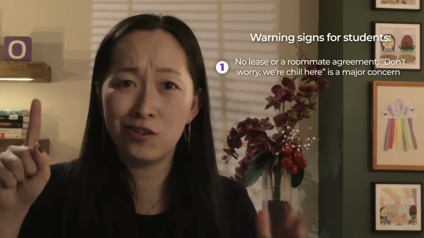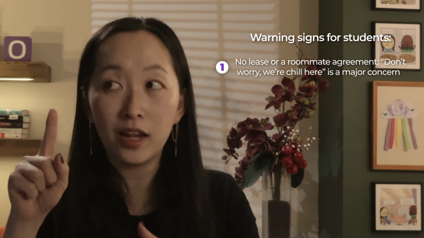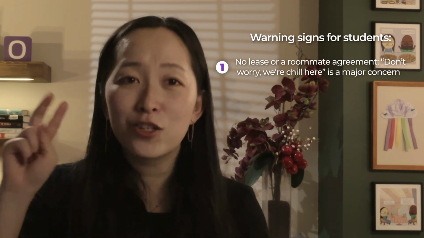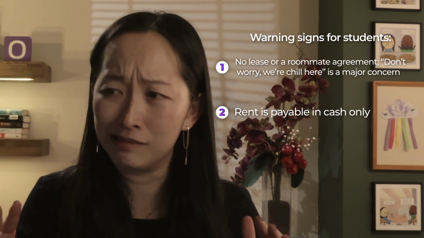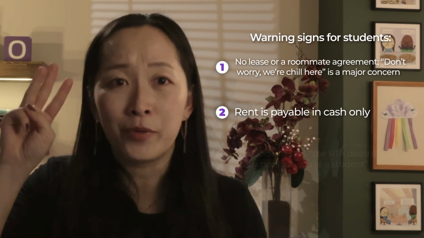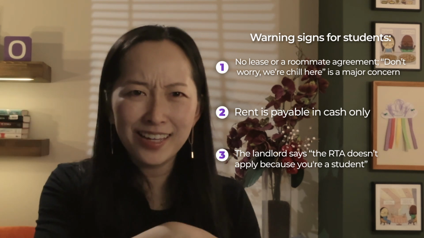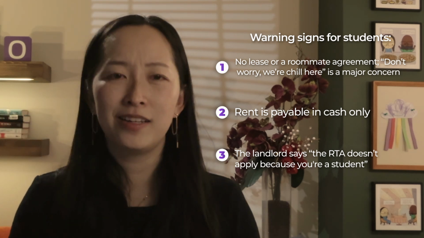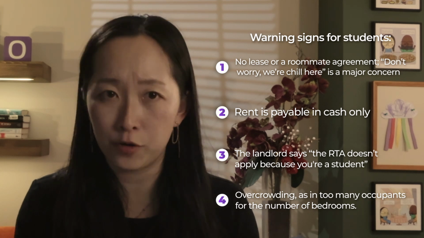Warning signs for students. 1. There's no lease or roommate agreement. It's like, don't worry, we're chill here. It's a major concern. 2. Rent is payable in cash only. Stay away. Number 3, the landlord says the RTA doesn't apply because you're a student. Nuh-uh. Overcrowding, as in too many occupants for the number of bedrooms, is not okay.